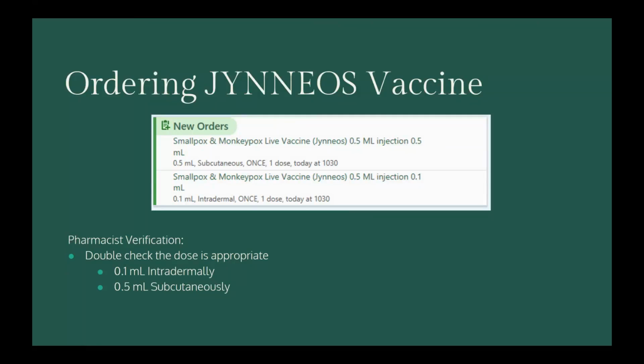And then our formulary and only agent available is the JYNNEOS vaccine. So it should only be ordered if our patients are eligible and are in the locations of Westtown Urgent Care, HIV ID Clinic, and then the emergency department. You are able to order both the sub-Q and the ID route, but make sure to double check that the dose is appropriate for their age and indications.